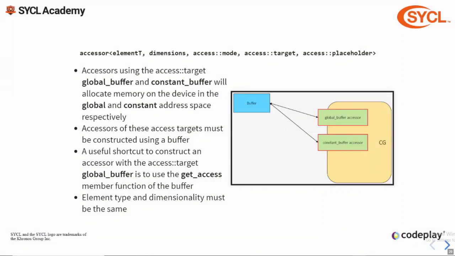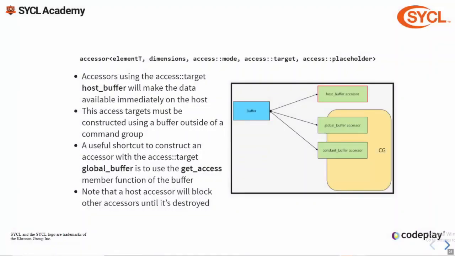Let's look a bit closer at the access targets. Accessors with the access target global buffer or constant buffer will allocate memory and copy to the global and constant memory spaces respectively. Accessors with these access targets must be constructed from a buffer. A useful shortcut for constructing a global or constant buffer accessor is provided by the get_access member function of the buffer class. The element type and dimensionality must always be the same as the buffer.